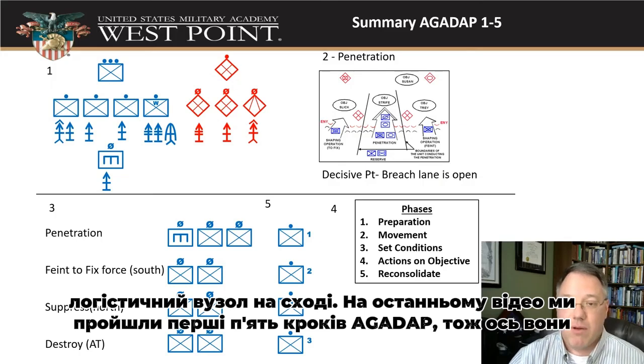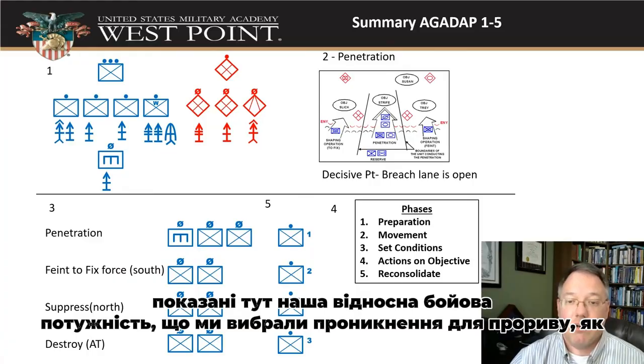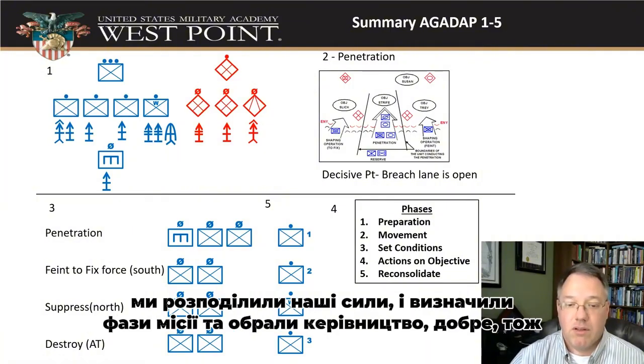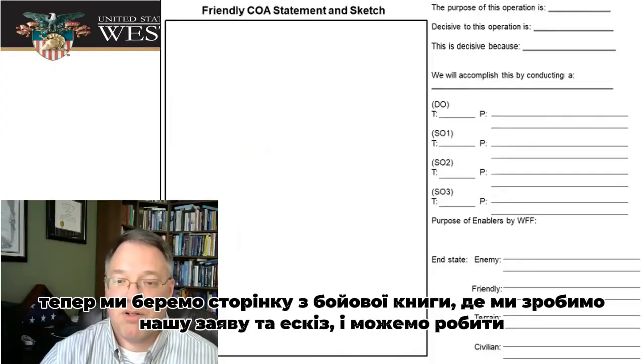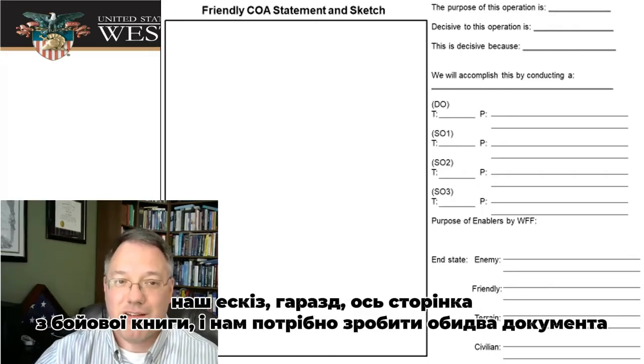Now, last video we went through the first 5 steps of AGADAP. These are just shown here: our relative combat power, that we've chosen to do a penetration, how we've laid out our forces, arrayed them, and set our phases and selected our leadership. Okay, so now we get our battle book page where we're going to do our COA statement and sketch, and we can drive on with our sketch.